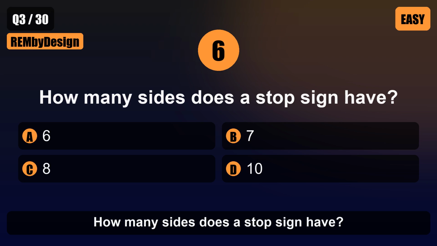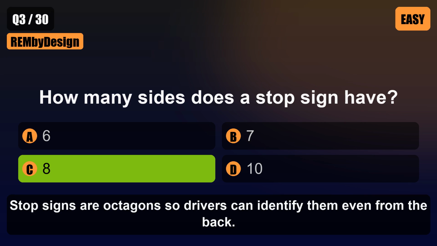How many sides does a stop sign have? A. 6, or B. 7, or C. 8, or D. 10. The answer is C. 8. Stop signs are octagons so drivers can identify them even from the back.